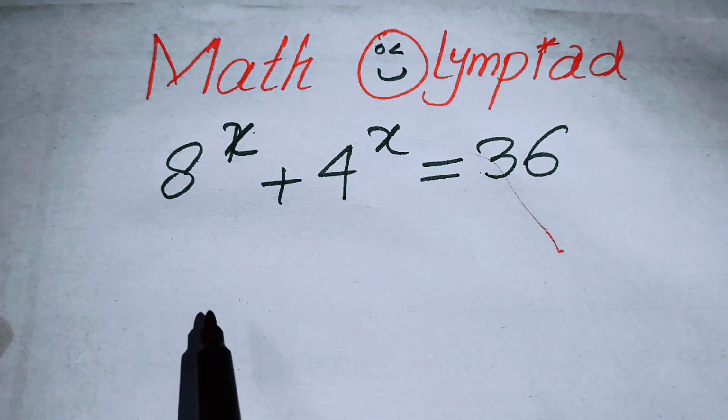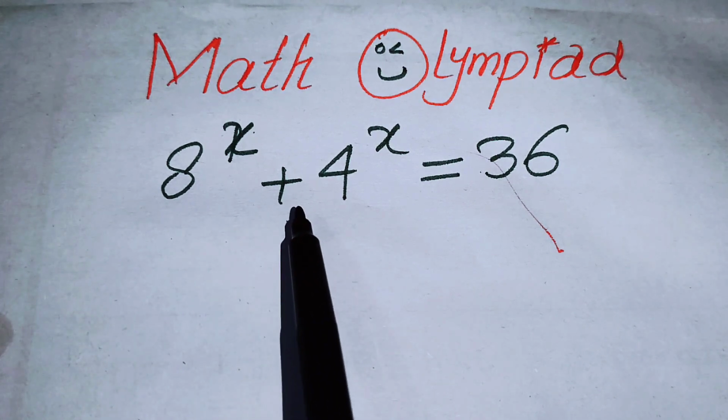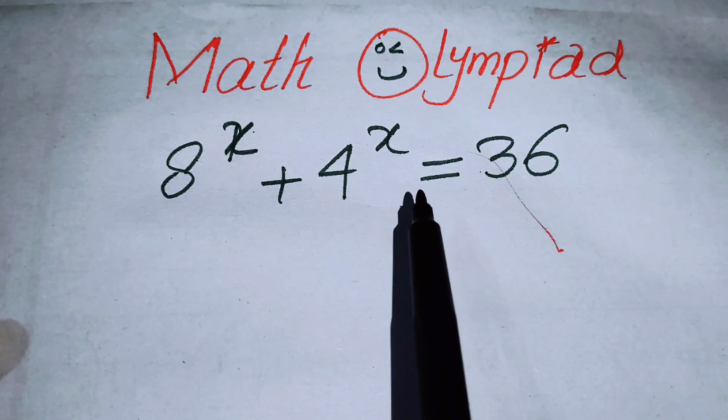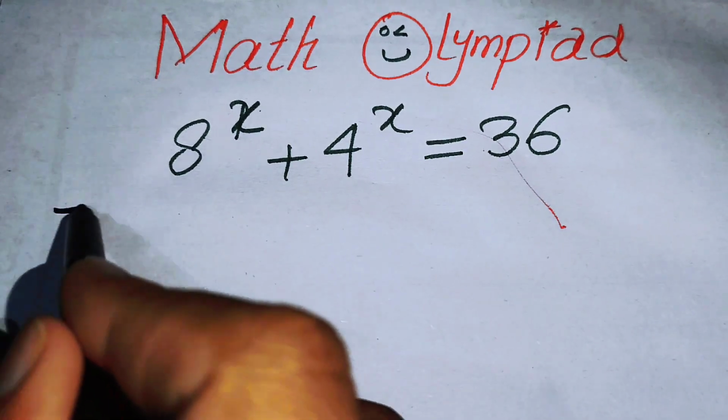In this video we are going to solve this nice algebra problem, and here we have 8 to the power of x plus 4 to the power of x is equal to 36, and we will solve this problem for the value of x.